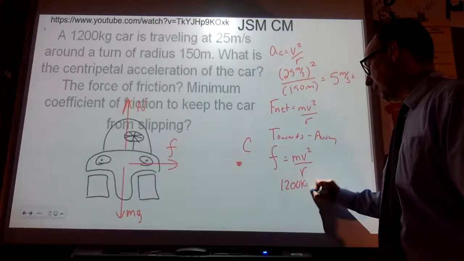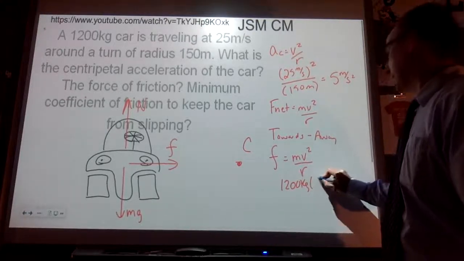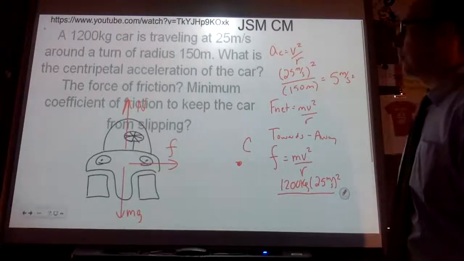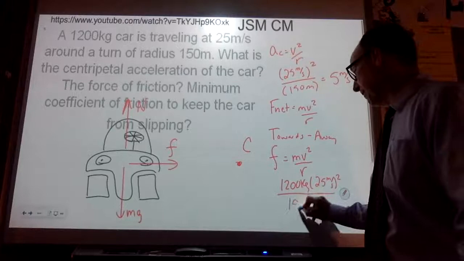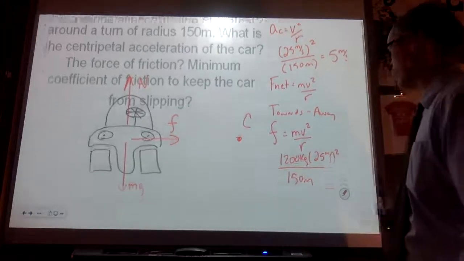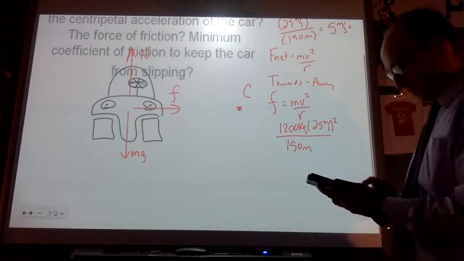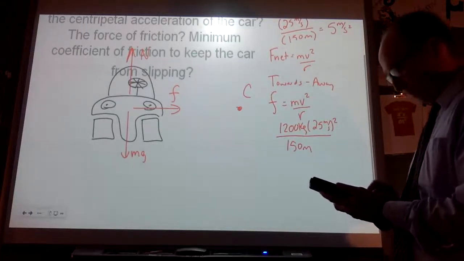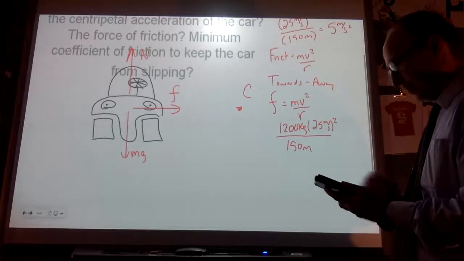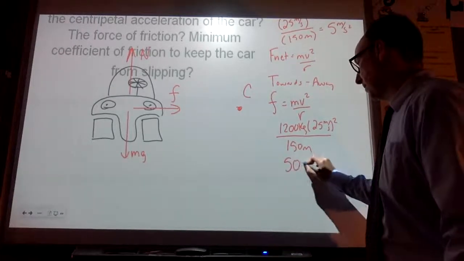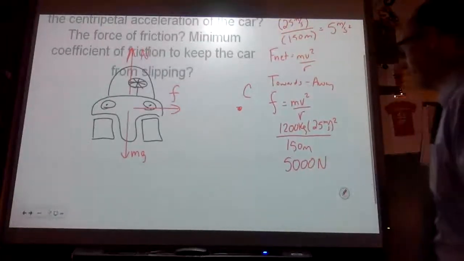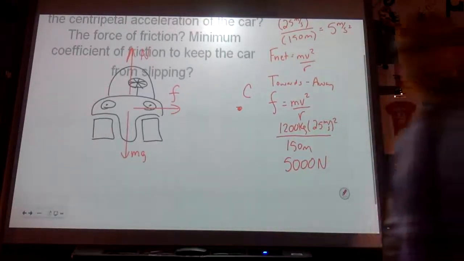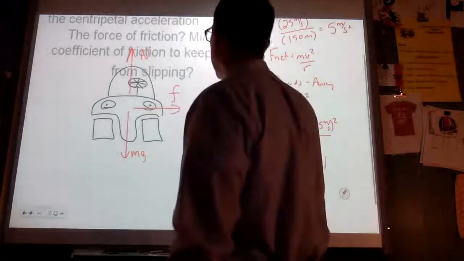So this is going to be 1,200 kilograms. Our velocity is 25 meters per second. Our radius is 150 meters. I have a force of friction of 5,000 newtons. What is the minimum coefficient of friction? Well, I need N for that, right?